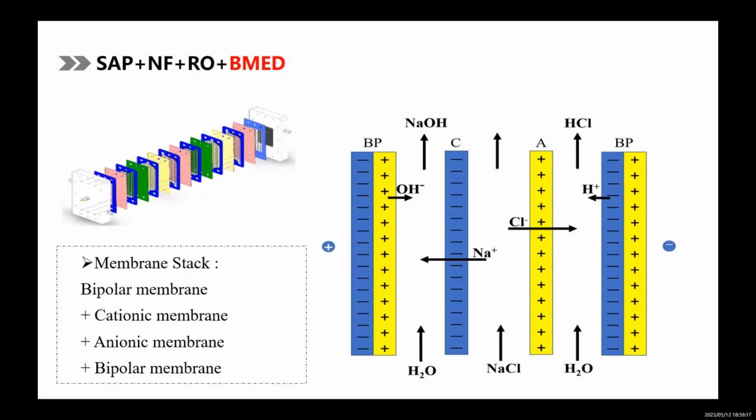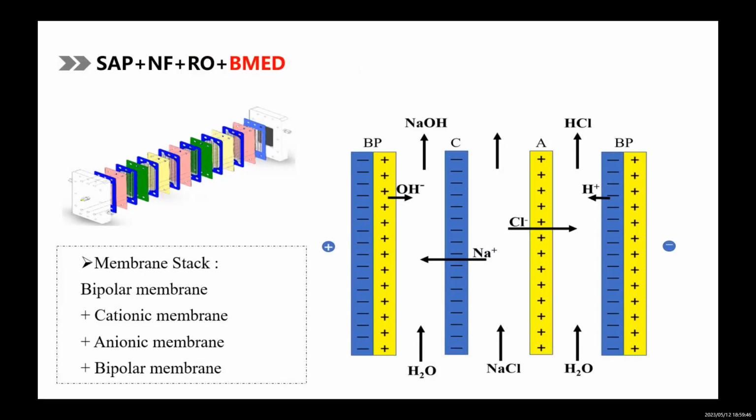These are sketch pictures of BMED. A membrane stack includes two bipolar membranes with a cationic membrane and an anionic membrane in the middle. Bipolar membrane can electrolyze water molecules into hydrogen ions and hydroxide ions.